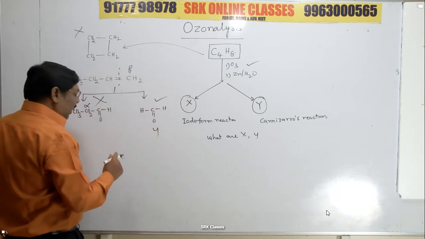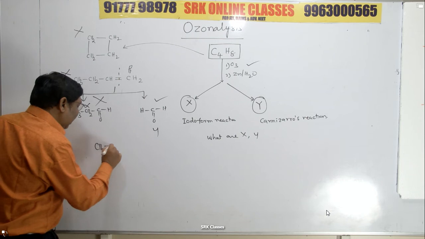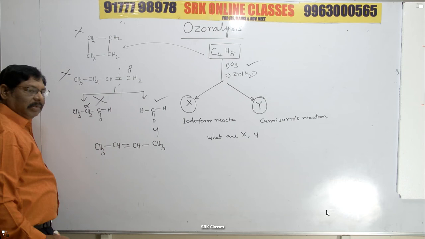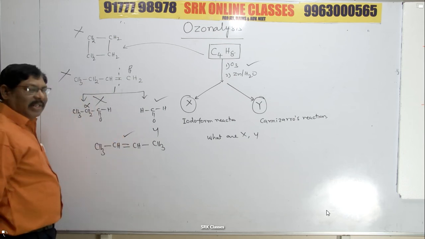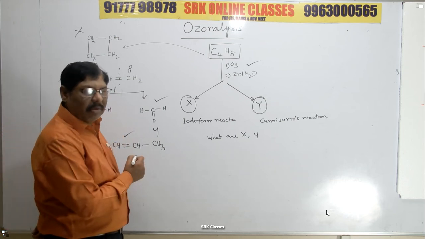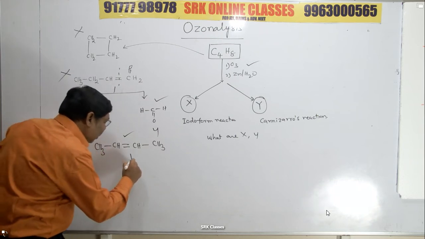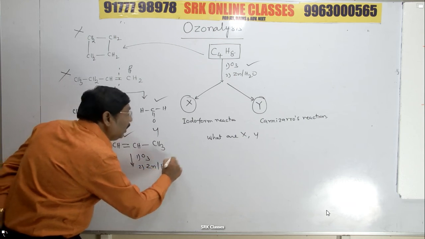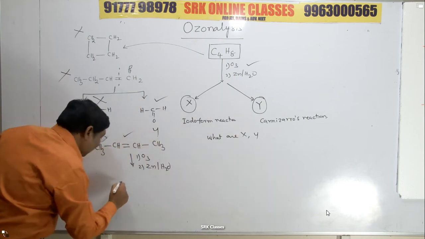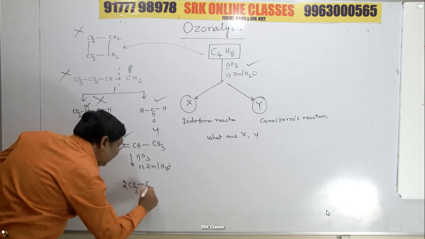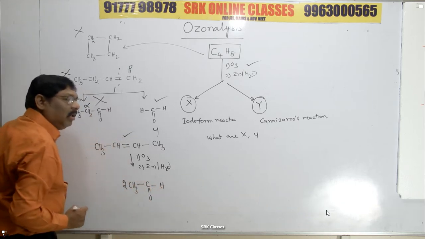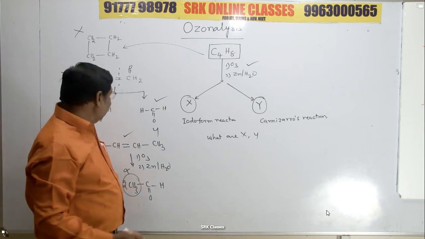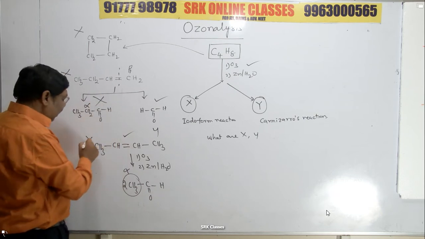Now the third possibility I am writing: CH3, CH double bond CH, CH3. If this is correct, it undergoes ozonolysis because it has a double bond. On ozonolysis it produces two products, but both are identical. But here it should be different molecules, one for the Cannizzaro and one for iodoform. What are the products found here? CH3, C double bond O, H. Two molecules. It undergoes the iodoform reaction, but the Cannizzaro reaction is not possible. Therefore, this is also wrong.